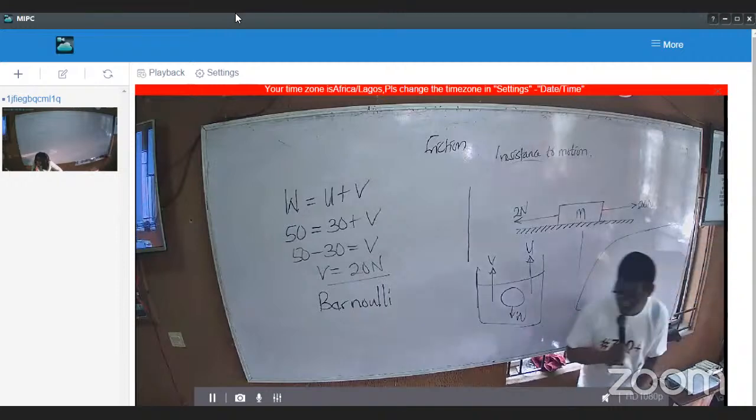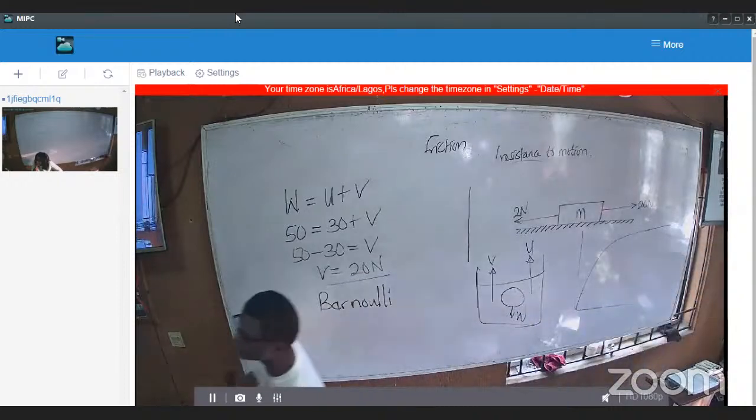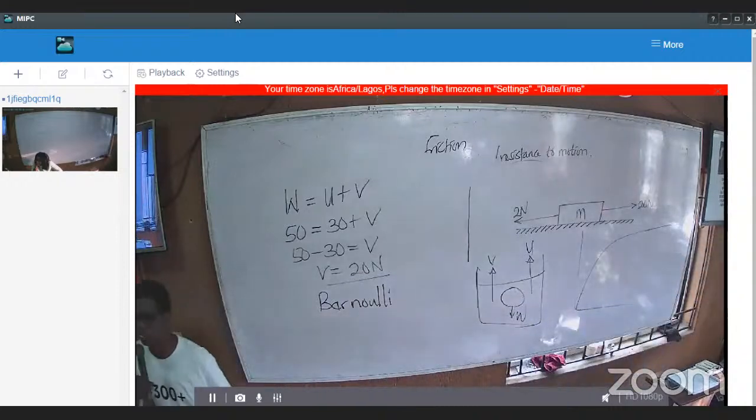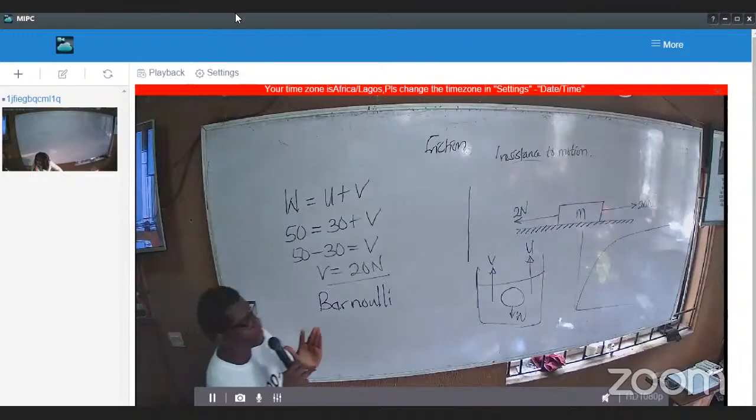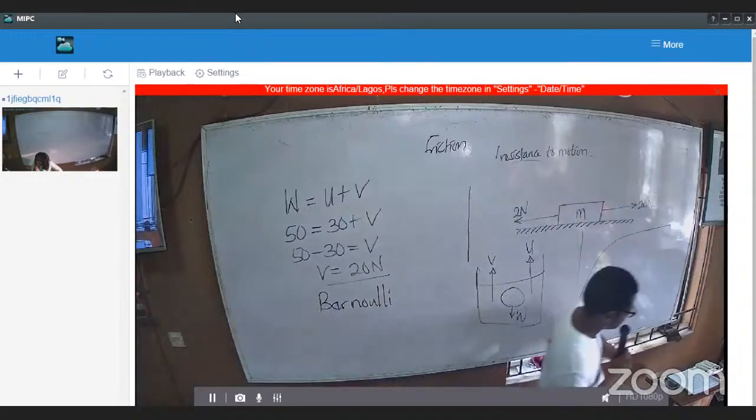What's the answer to that question? Stokes Law. There has not been any question on Stokes Law in your JAM, and it's in your syllabus. It's a law that states that the frictional force between layers of fluid is directly proportional to the radius of the fluid itself and then the velocity. That's what the law says. We move. Next question.